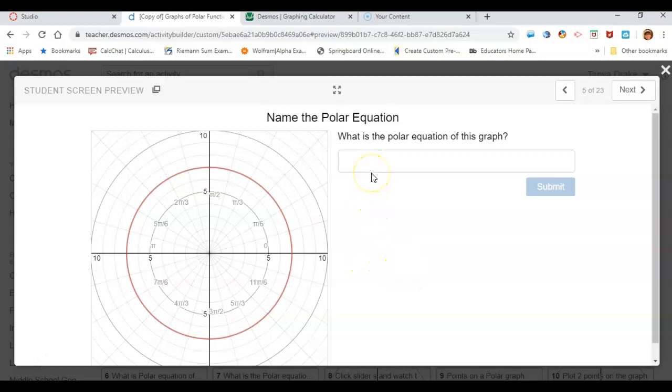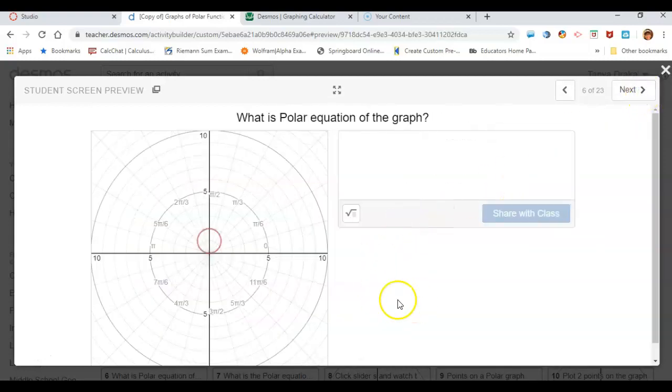And hopefully they will see that that is r equals 7. Right? Then, what is the polar equation of this graph? And since it's on this vertical axis, they should note to use the sine and then the diameter. So hopefully they'll be able to share that information down here under type math.